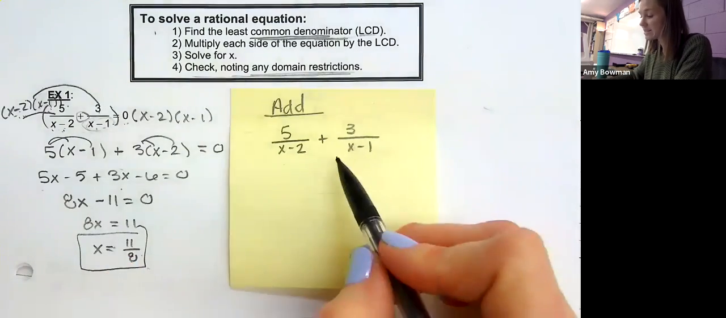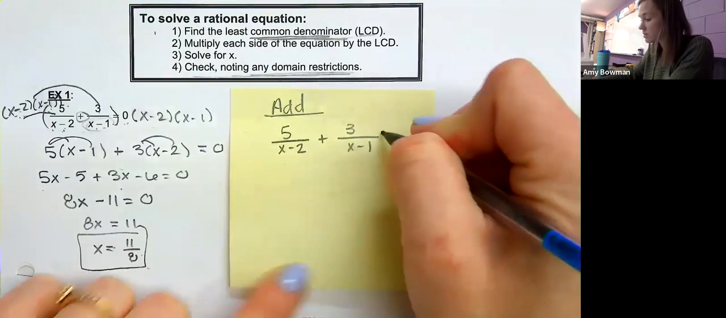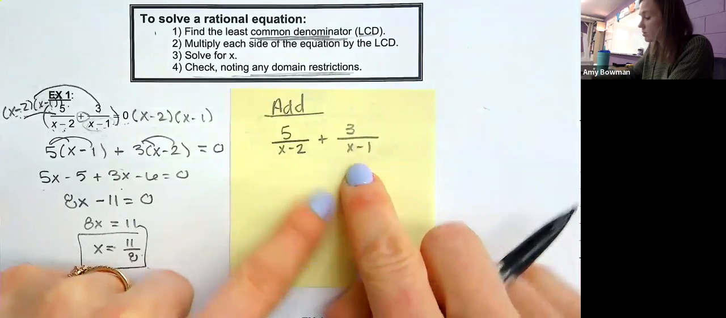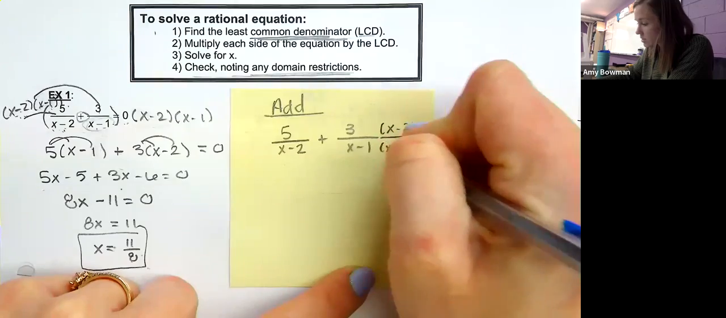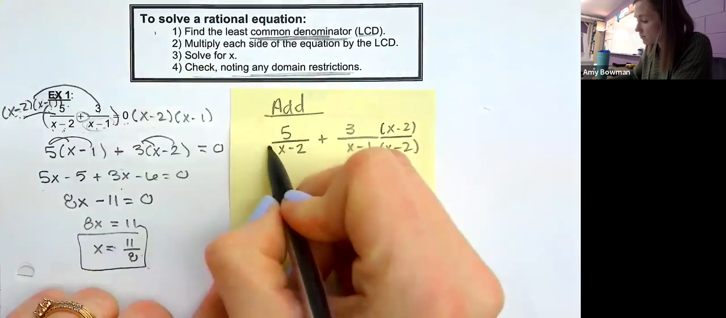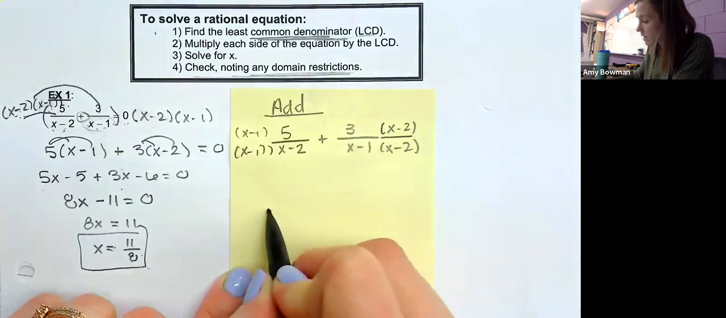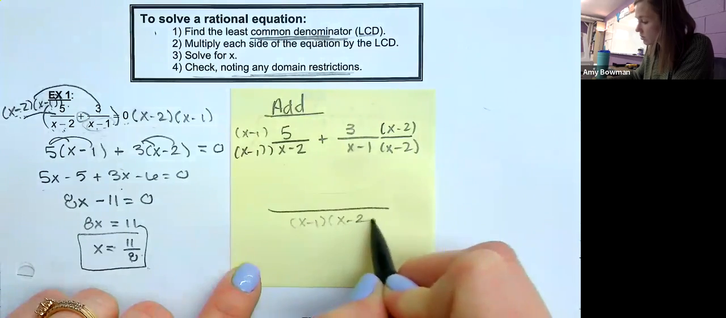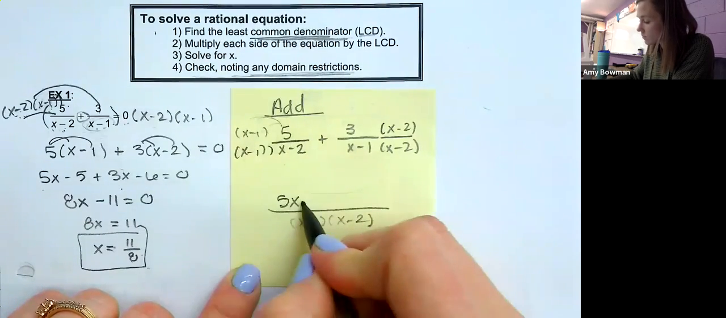So in this case, yes, we still need a common denominator, but we're not going to be trying to eliminate the fractions. Instead, since I know my common denominator is the product of these two, I'm just going to do whatever I need to do to each individual fraction to get this to have the common denominator. So now I could have a single fraction, x minus 1 times x minus 2, and then I'm going to distribute in each fraction.